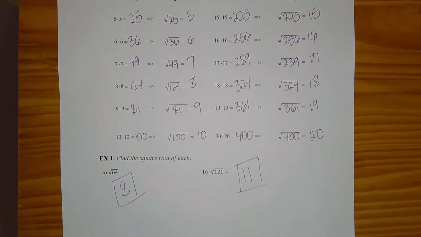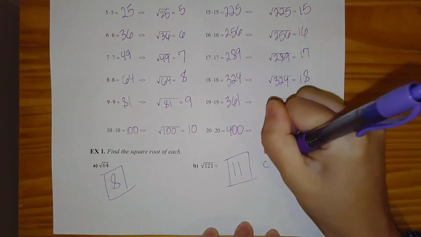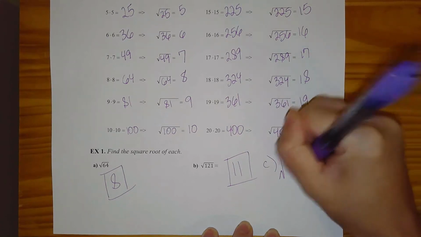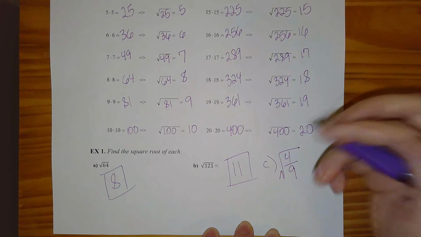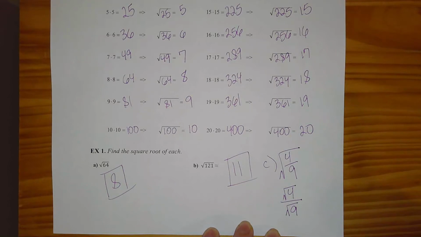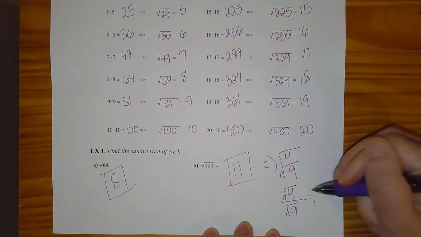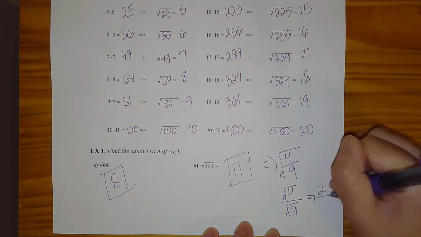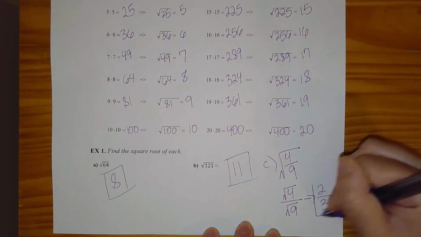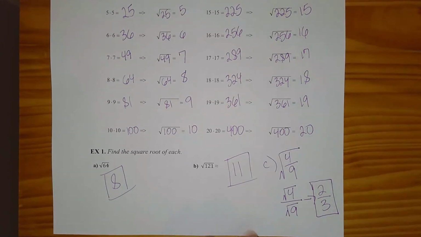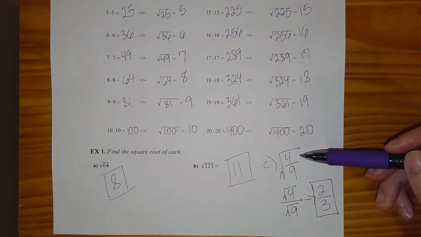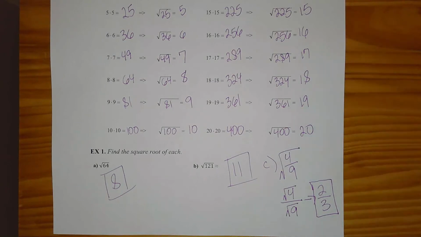I'm going to do one extra example. So we're going to call this example C. What if you have the square root of, let's say, 4 over 9? If you have a fraction like that, what you do is you take the square root of the numerator, the square root of the denominator, and work it out that way. So the square root of 4 would be 2. The square root of 9 is 3. So the square root of 4/9 is 2/3. Okay, so that's how you deal with it if it's a fraction, you just deal with them separately. We're going to take the square root of the numerator, the square root of the denominator, and go from there.